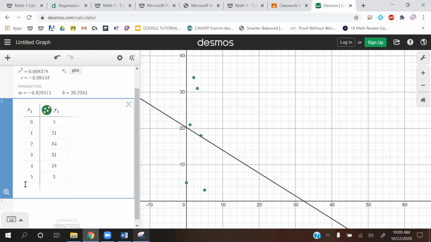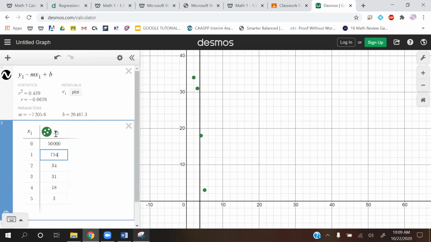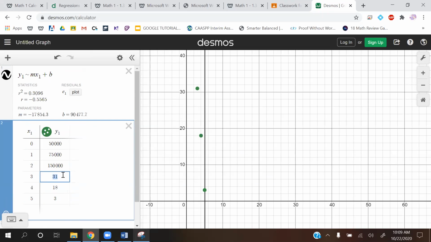The 0, 1, 2, 3, 4, 5 we can keep, but we're going to change all of this stuff. This one was 50,000. This one was 75,000. This was 150,000. This one was 125,000. This one was 195,000. This one was 225,000.